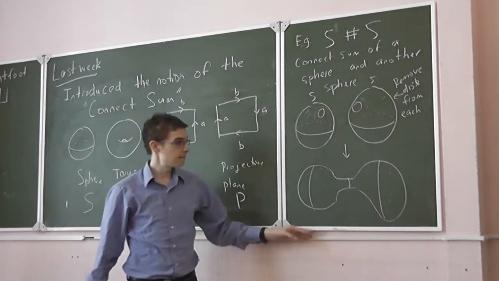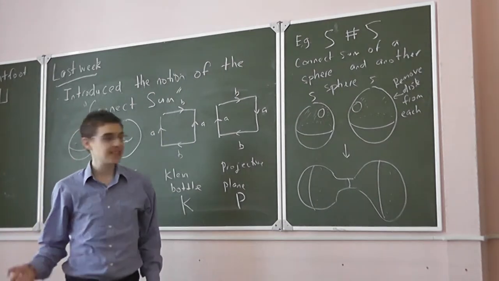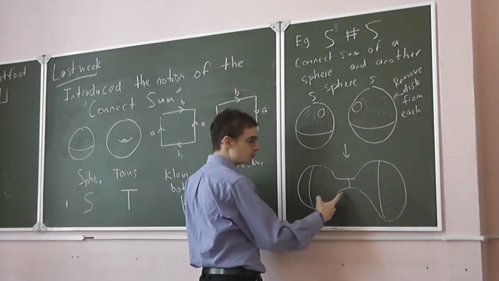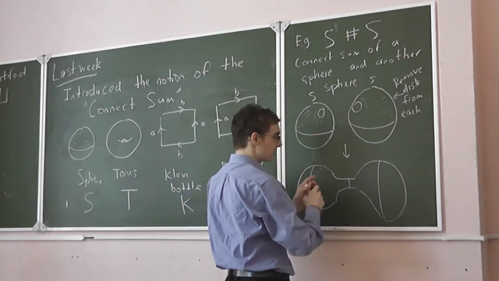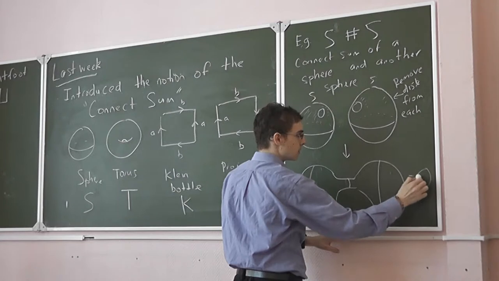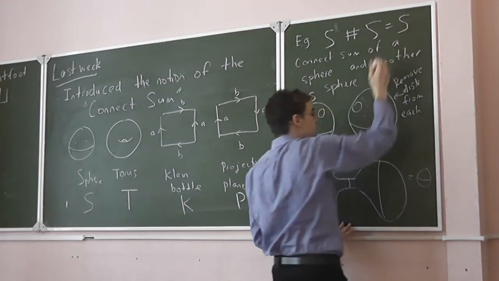And there's Andre, and I'm sorry, what is your name? Maxime. Andre pointed out this is also a sphere. It's like a balloon, a funny shaped balloon, this is also a sphere. So the connect sum of the sphere with a sphere is a sphere.